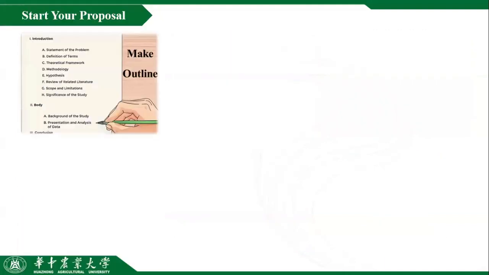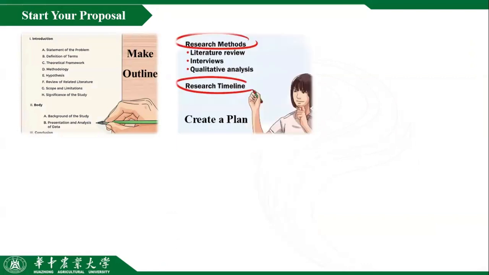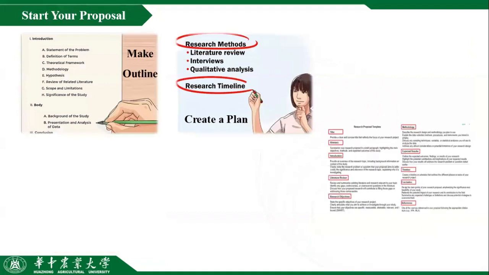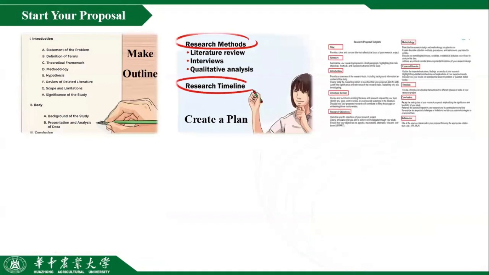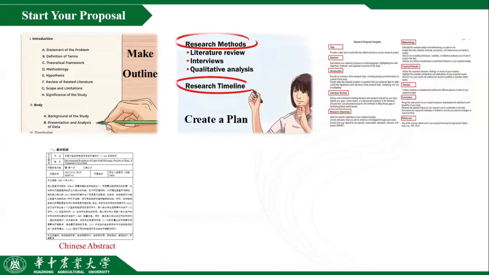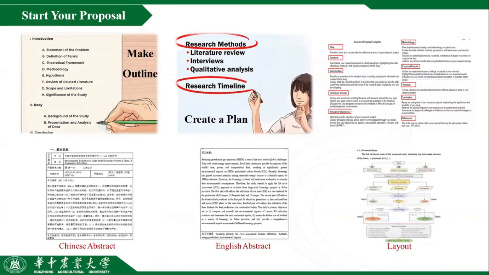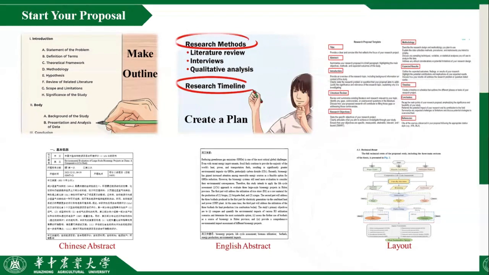After that, we also summarized some tips to start writing. First, make the outline, then try to create a plan. After that, try to structure your proposal. And finally, we also gave an example of our university proposal, which includes some topics like Chinese abstract and English abstract. And the most important here is the layout or the roadmap of your research.